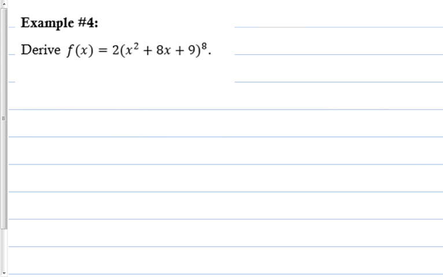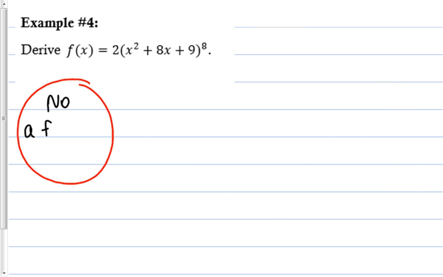I can't express this enough. This is a no FOILing zone. We will not be FOILing this. Please don't ever FOIL this. Look at it, it's to the 8th power. Why would you do that to yourself? Seriously. So derive f of x equals 2 times (x squared plus 8x plus 9) to the 8th power. That's on purpose, because I don't want you to FOIL it. I want you to use the chain rule.